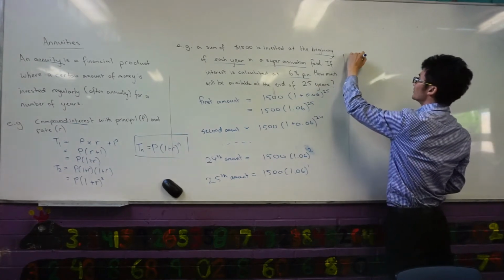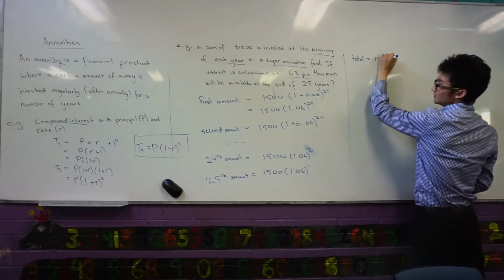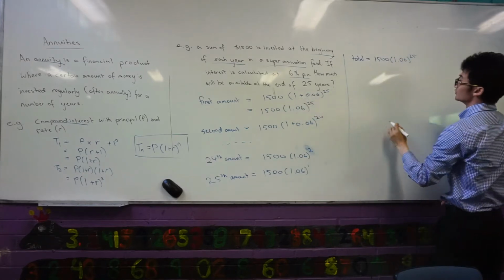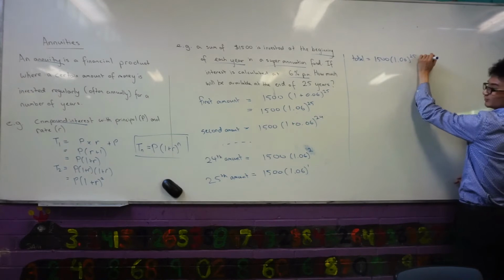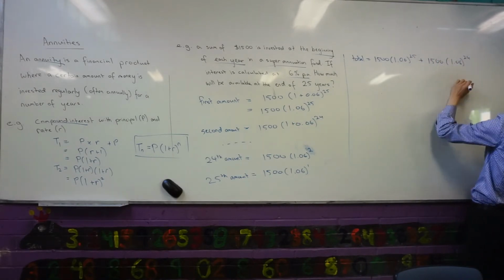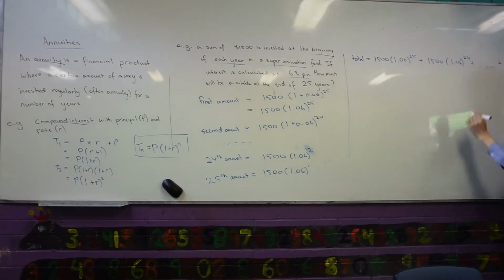The total amount would equal 1,500 times 1.06 to the power 25. I'm just grouping those two there. And then the second one, 1,500 times 1.06 to the power of 24, and then all the way until that last one there, 1,500 times 1.06 all to the power 1.